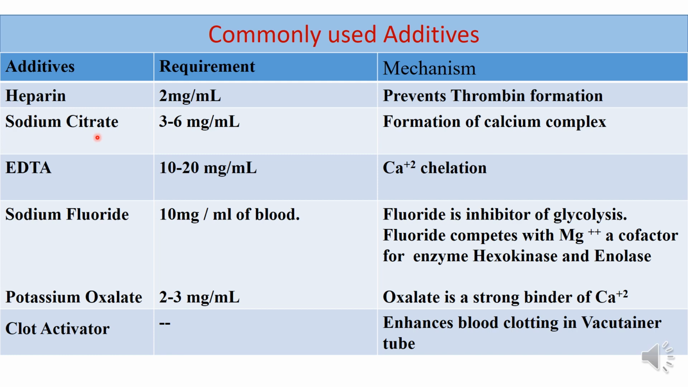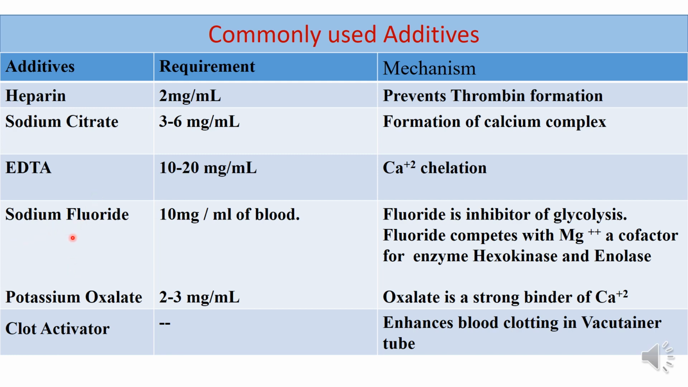The next additive is sodium citrate, which is also an anticoagulant, and it is needed in the concentration of 3 to 6 milligrams per ml. It forms a calcium complex and prevents blood clotting. The third anticoagulant is EDTA, that is ethylene diamine tetraacetic acid. It is required in the concentration of 10 to 20 milligrams per ml, and it is a calcium chelator, so it chelates calcium ions.